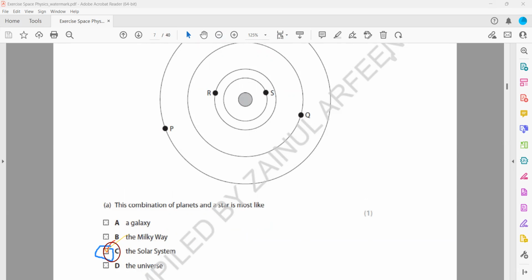Because galaxy, if it was a galaxy, then it should be a combination of many stars, solar systems. If it was the Milky Way, that's our next topic, the Milky Way galaxy and the stars. That's our galaxy, and the universe is a collection of the galaxies.